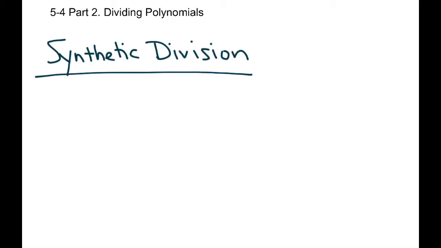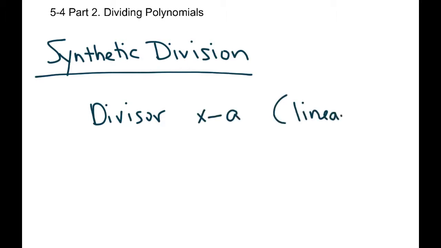There is a simplified way of dividing polynomials using something called synthetic division. The problem with synthetic division is that the divisor, what you're dividing by, must be in the form x minus a. That means it must be linear. So if you're dividing by something like x squared plus 2, that's not linear. This process will not work for that particular polynomial. But most of the polynomials we're going to deal with are going to be linear.